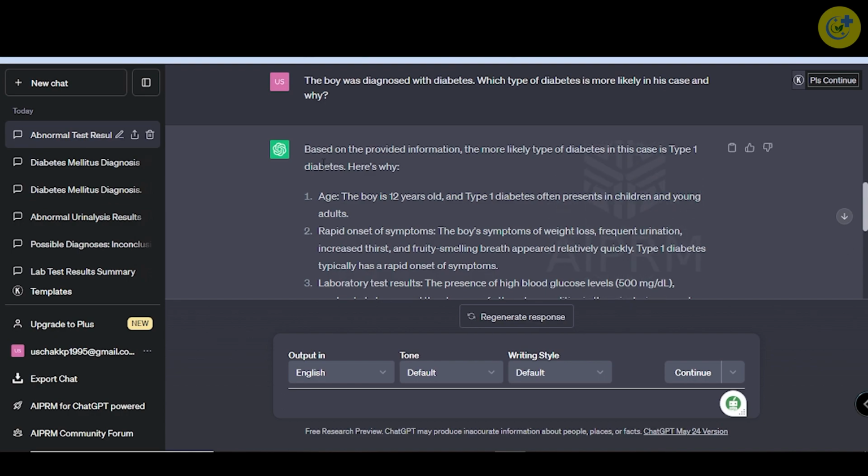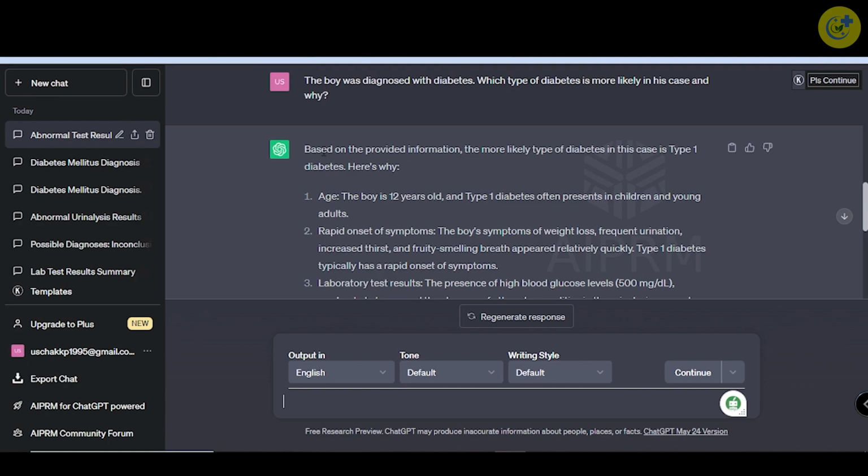ChatGPT gave the correct answer, so you can save your time. That means you can correctly read your lab report and you can save your time. You can get more and more knowledge using ChatGPT. If you think you need more information regarding your lab report, you can mention in the chat box, please give me more information about my laboratory findings. So they will give you more and more information.